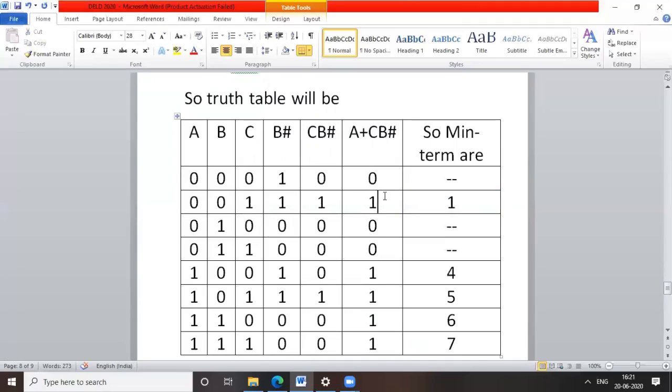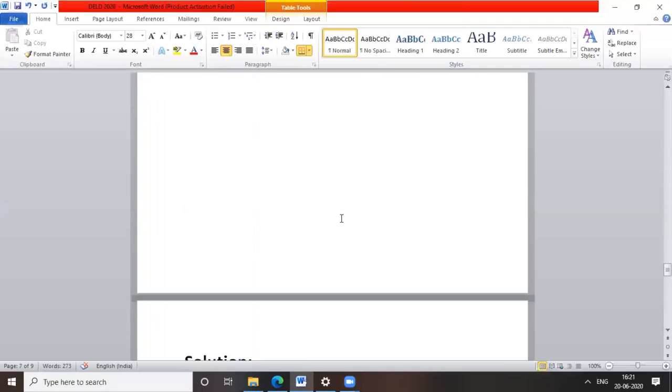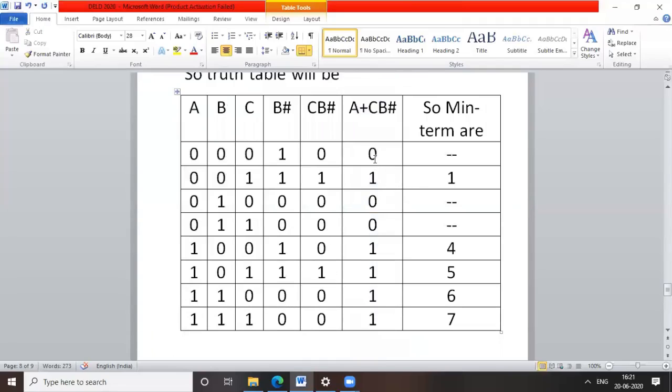Now what we have to do? We have to find out the minterms. I hope you can easily prepare this truth table. After preparing the truth table, you just have to observe the output column. Which is the output column here? This is the final output column. In this output column, you have to find those entries where the output is 1. For example, here the output is 0, so I will neglect this row.